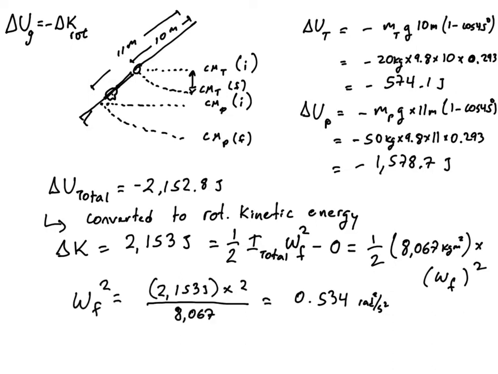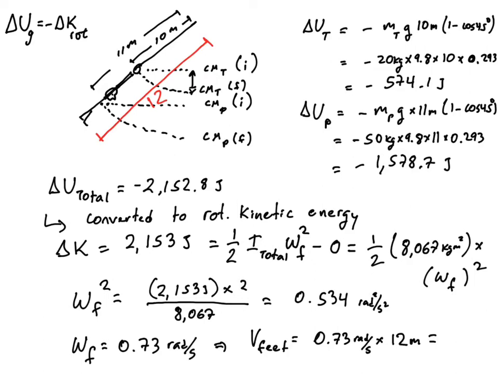So solving for omega final squared, and then taking the square root of that, we get that the final angular velocity, the angular velocity at the bottom of the swing, is 0.73 radians per second. So now we're one step away from our final answer, because now we have the angular velocity of the system, trapeze and person moving together. We're looking for the speed of the feet of the person.